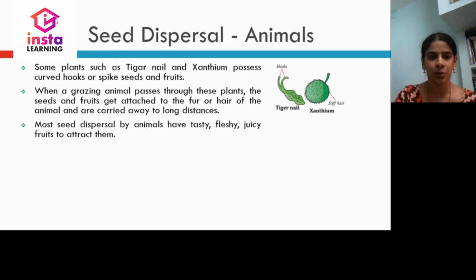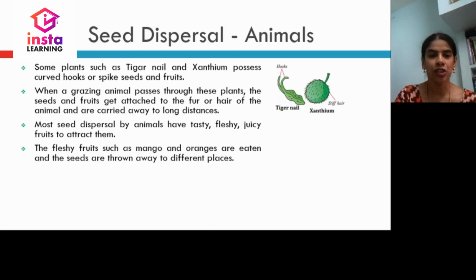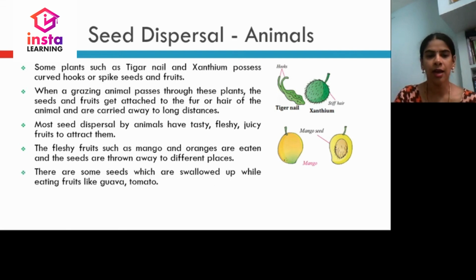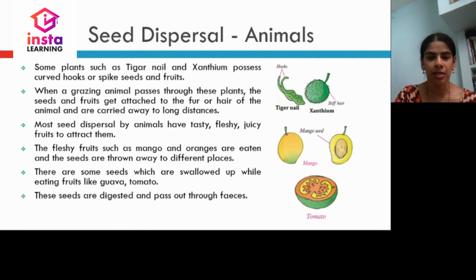Most of the seeds dispersed by animals have tasty, fleshy, juicy fruits to attract them. The fleshy fruits such as mango and oranges are eaten, but the seeds are thrown away to different places. There are some seeds which are swallowed while eating, such as tomato or guava. These seeds are digested and pass out through feces.